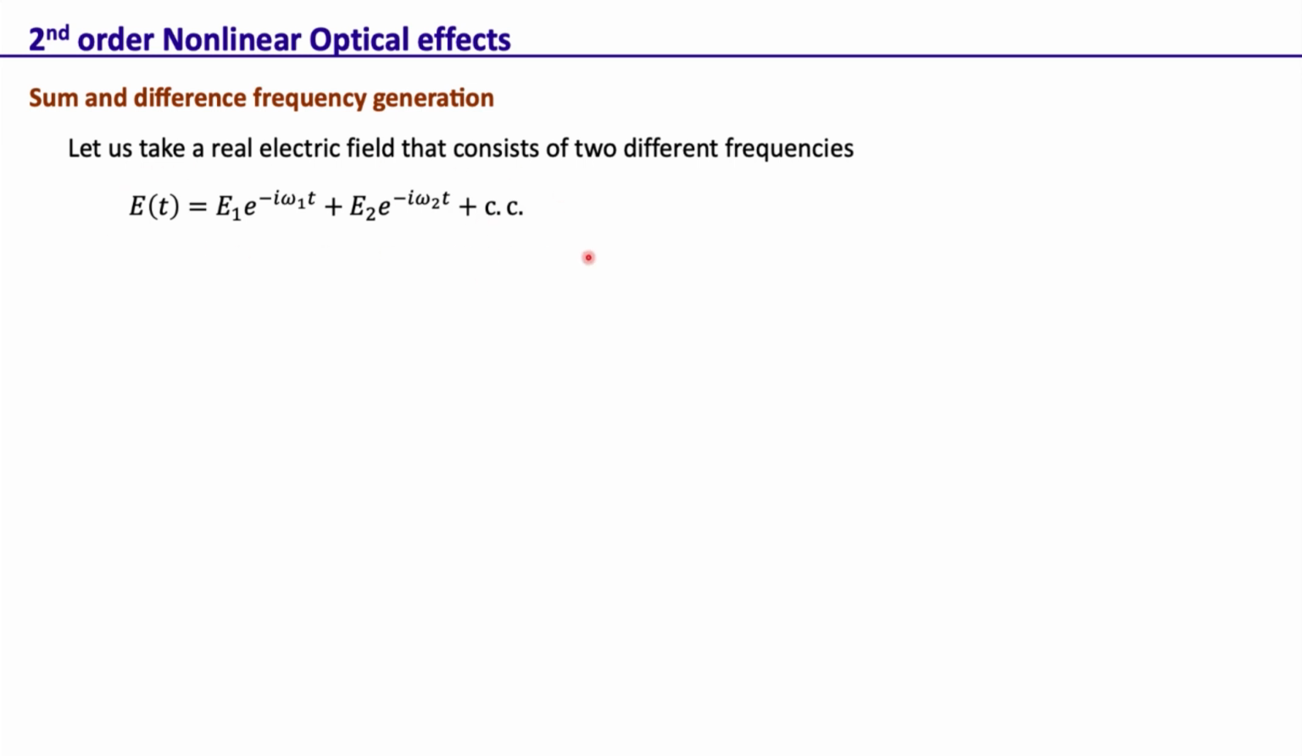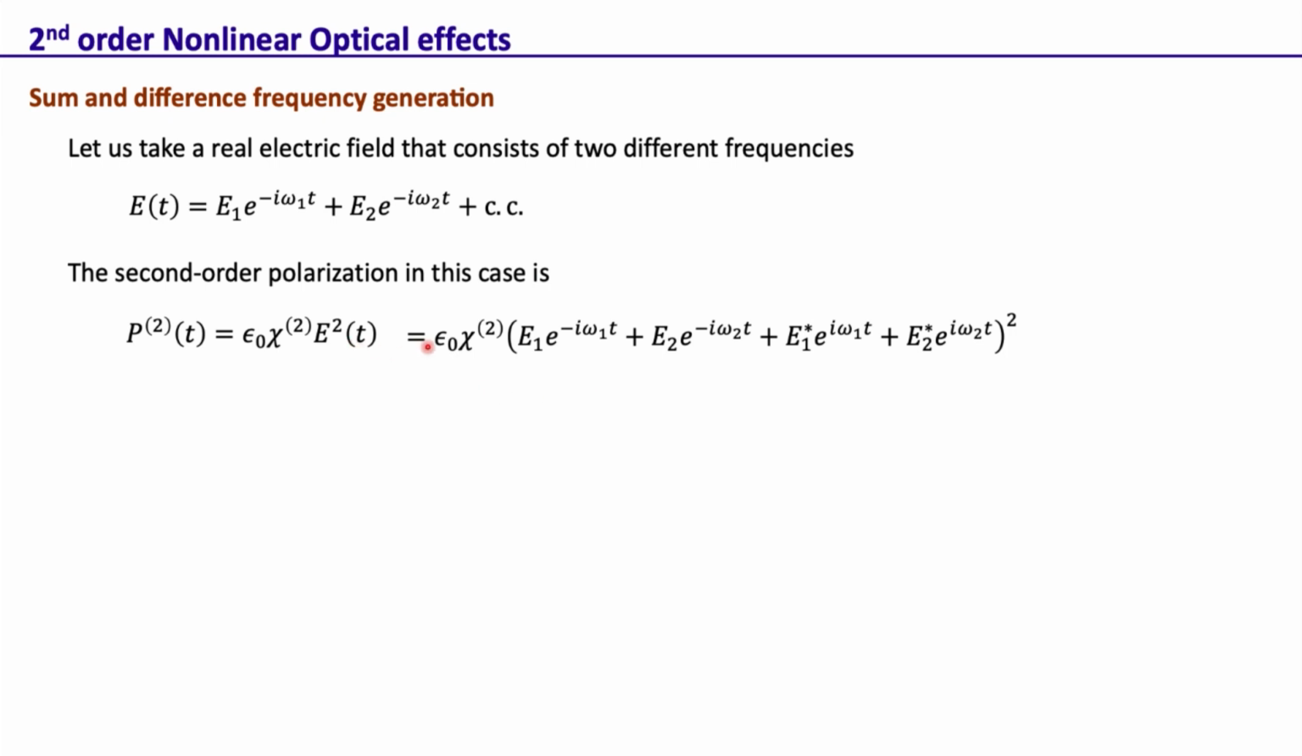So if this is the electric field, and if we have a medium that has the second order polarization, then the second order polarization we know is given by epsilon naught chi 2 E square of t. And so if we write it for this field, what we see is epsilon naught chi 2, and then we have E1 e to the minus i omega 1 t plus E2 e to the minus i omega 2 t, and this is the complex conjugate part, and then the square of that. So if we expand it, of course we'll get 16 terms. So I'm writing it one by one. So these are the 16 terms.